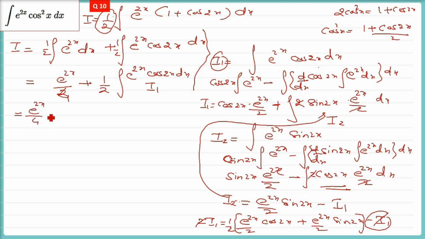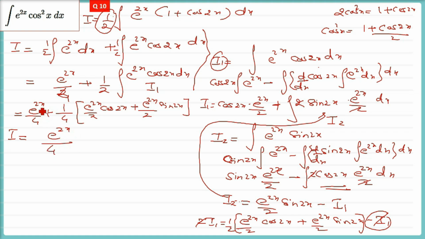Now put this I1 in the original one. So e raised 2x by 4 plus, now you have to multiply this with half, because this is I1, but half is already there. So 1 by 2 into 1 by 2 is 1 by 4. So e raised 2x by 2 cos 2x plus e raised 2x by 2 sin 2x. Now e raised 2x by 4 will remain like that. But in the second part, you can take something common. So e raised 2x by 4 it is plus. Now you can take e raised 2x outside if you want. But first let's multiply first.